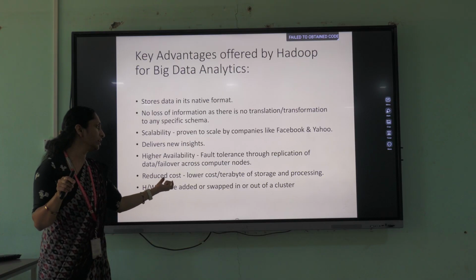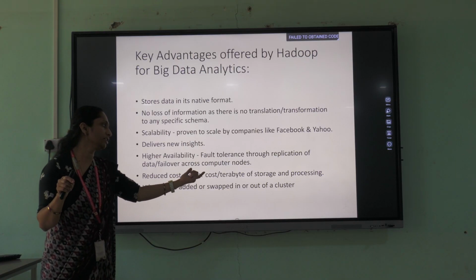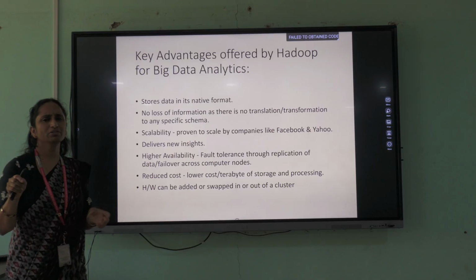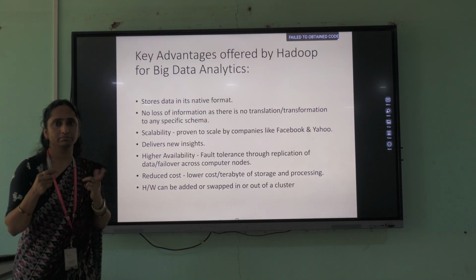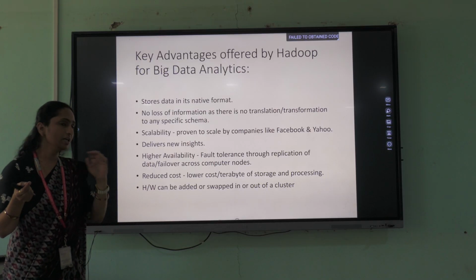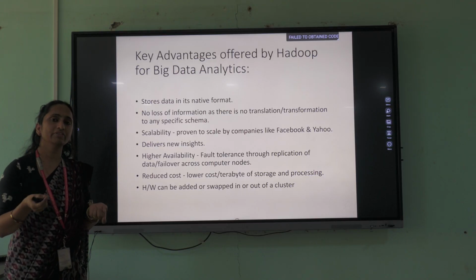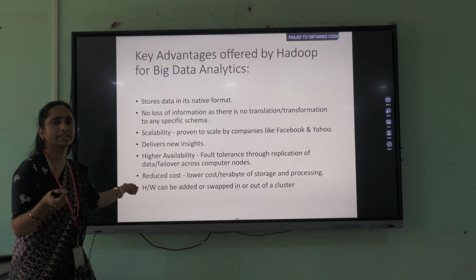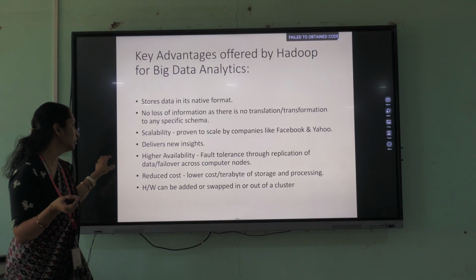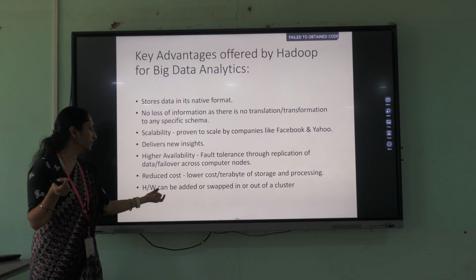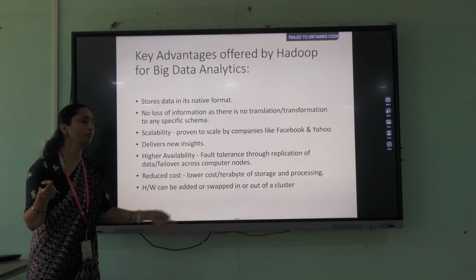So reduced cost, lower cost for terabytes of storage and processing. So with the help of the data processing schema, we are using commodity hardware, and with the help of that it takes lower cost compared to other traditional systems. Hardware can be added or swapped in or out of the cluster.